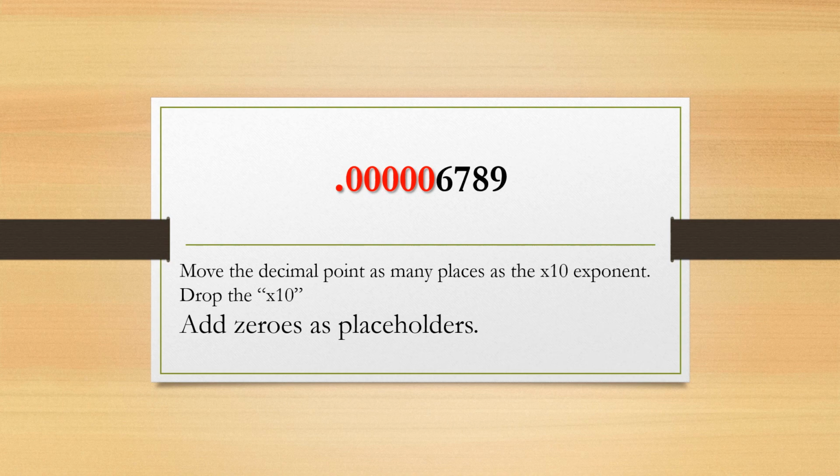And there it is. You filled in the placeholders, moved the decimal point 6 places over from after the 6. We filled in the missing digits with zeros. And now you have this teeny tiny number, 0.000006789.